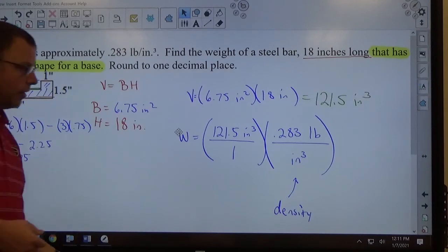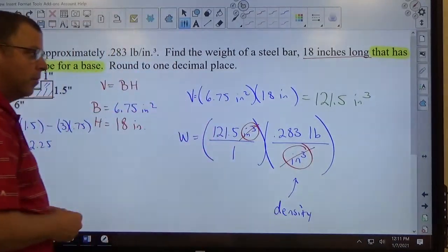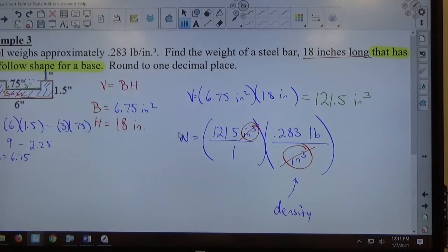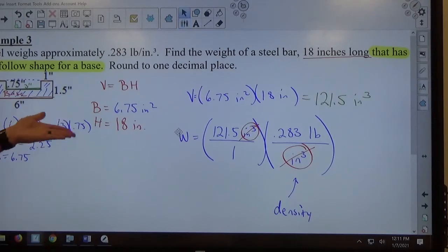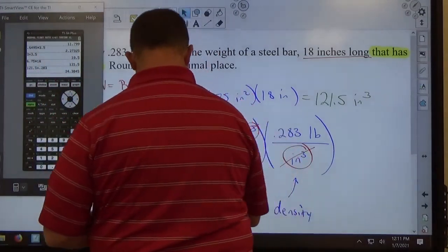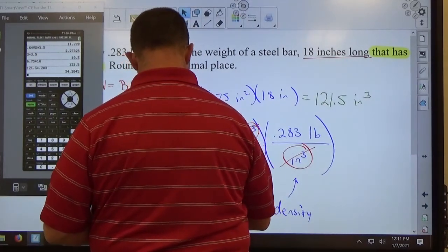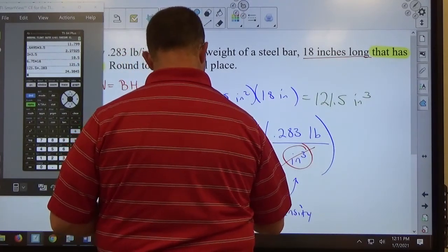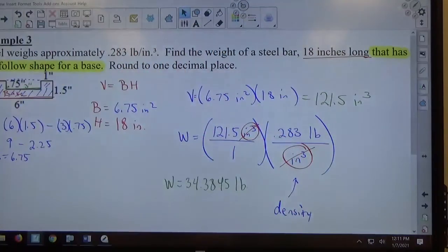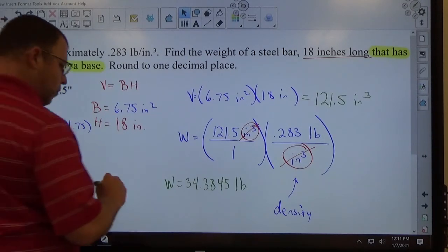So you can see here that this is cubic inches on the bottom, this is cubic inches on top. They match, so they cancel. No multiply, no powers necessary to make that cancel. They're already both cubic inches. Since they're both on top, I'm going to multiply. So 121.5 times 0.283 is going to give me a weight of approximately 34.3845 pounds. It says round to 1 decimal place, so that's the answer to all the decimal places, but if I round it to 1, I'm going to get 34.4 pounds.